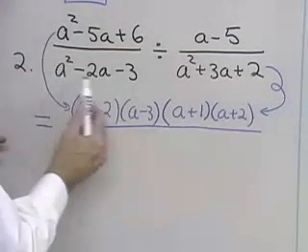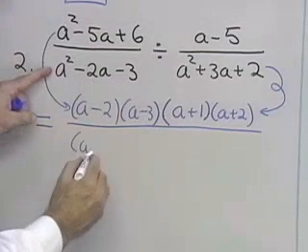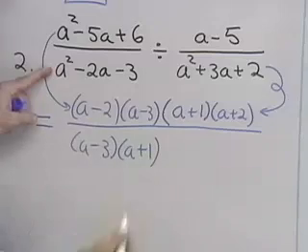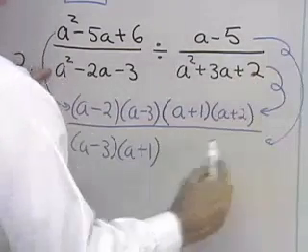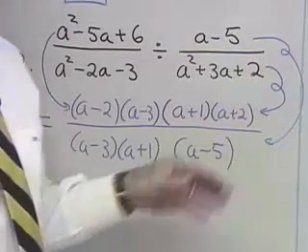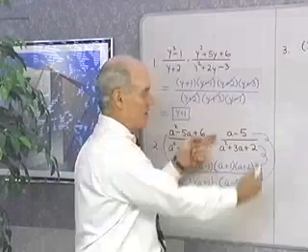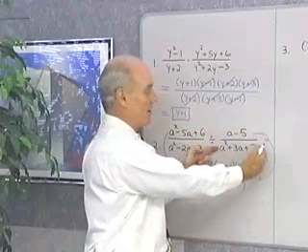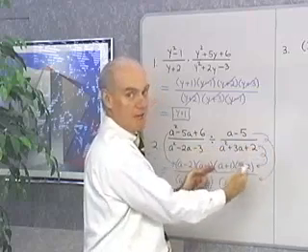Now my denominator over here will be the factored version of a squared minus 2a minus 3, which will be a minus 3 times a plus 1. And then I'm going to multiply that times this numerator here, which is a minus 5. So I've done two things. I've multiplied by the reciprocal and I've done my factoring at the same time. So the a minus 5 was in the numerator here, now it's in the denominator. This a squared plus 3a plus 2 was in the denominator, now it's in the numerator in factored form.